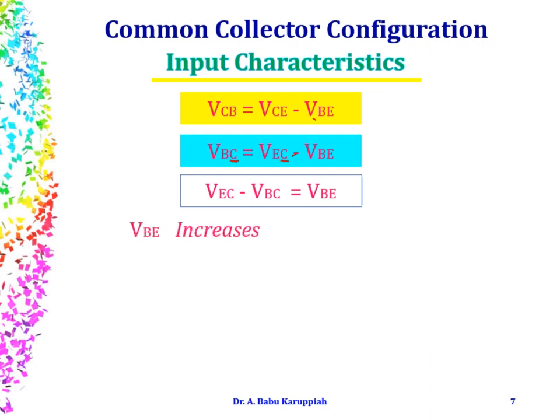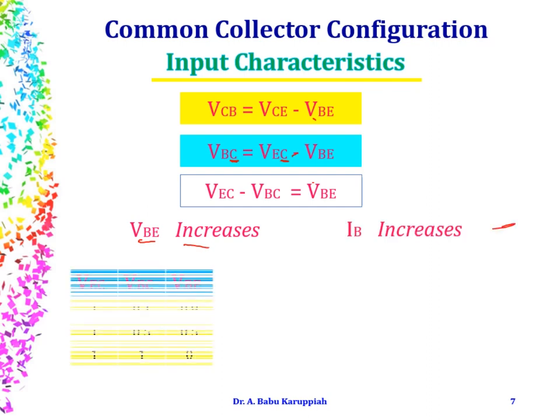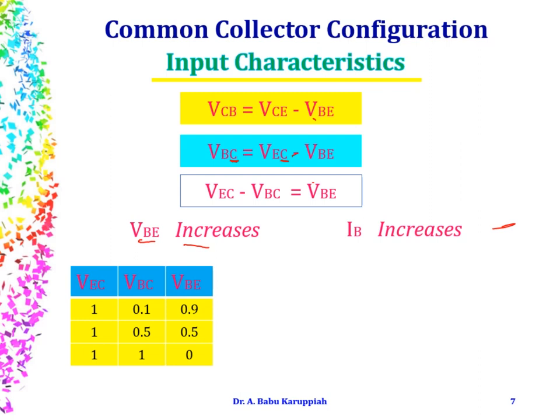And we will try to take a tabular column to understand. Before that, we will understand another important concept. When VBE increases, the base current will definitely increase. Having this in mind, we will get a tabular column by taking different values of VBC, VEC and VBE. We will keep VEC constant. The output voltage is kept constant for a set of readings. So we will keep it at 1 volt, say for example, right? And we change VBC. Now that is how you obtain the input characteristics, is it not? We change VBC and note down your base current, right? So VBC changes for a constant output voltage.